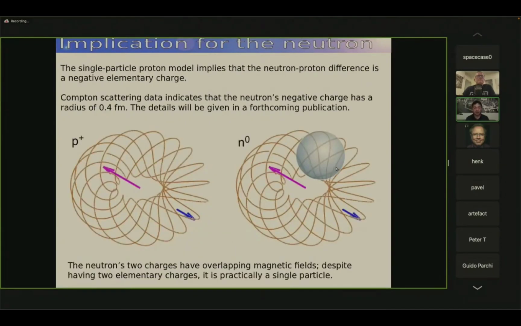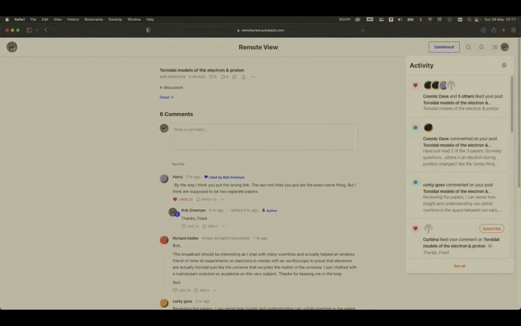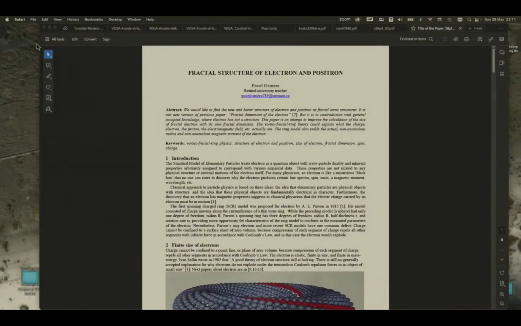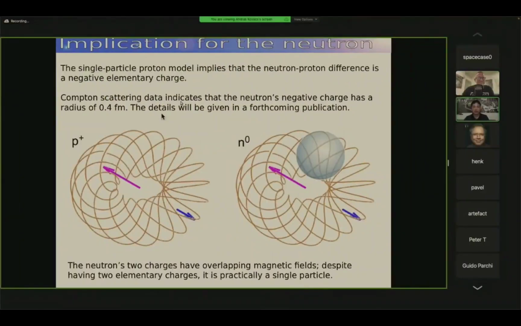Okay, then last question one could ask, what does this all imply for the neutron? Well, if we consider the proton to be a single particle, it automatically means that the neutron-proton difference is the presence of a negative elementary charge in the neutron. Okay, we are not the first ones to think of that. Many people have thought of it and share this view, including Bob, and I think many in the audience. But again, the big question is what it precisely means in terms of structure.